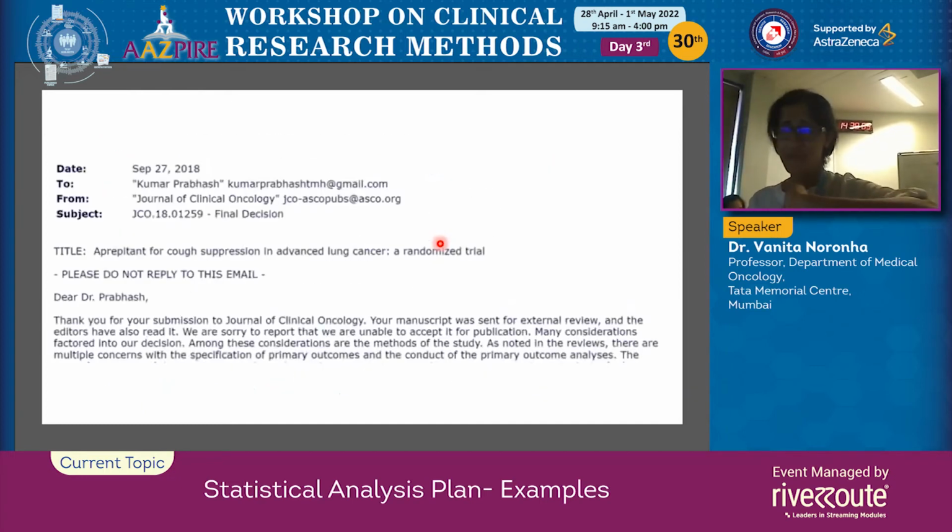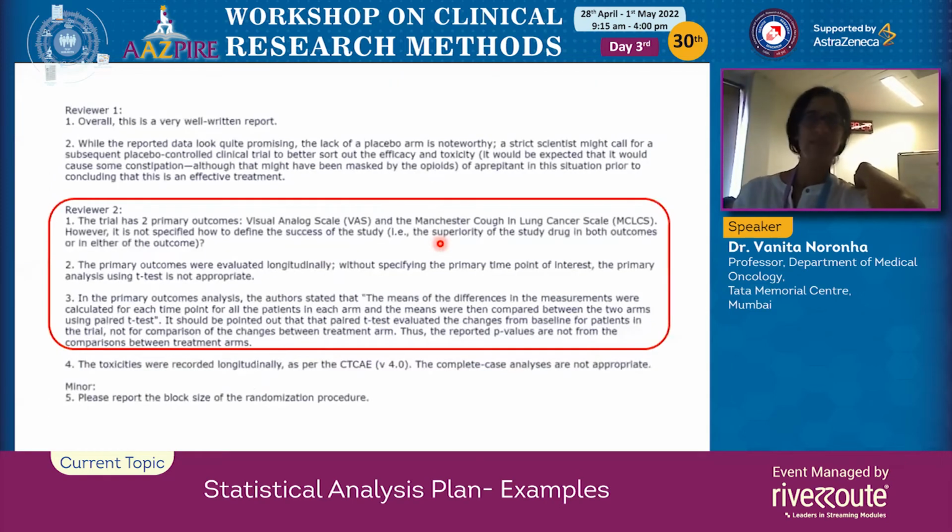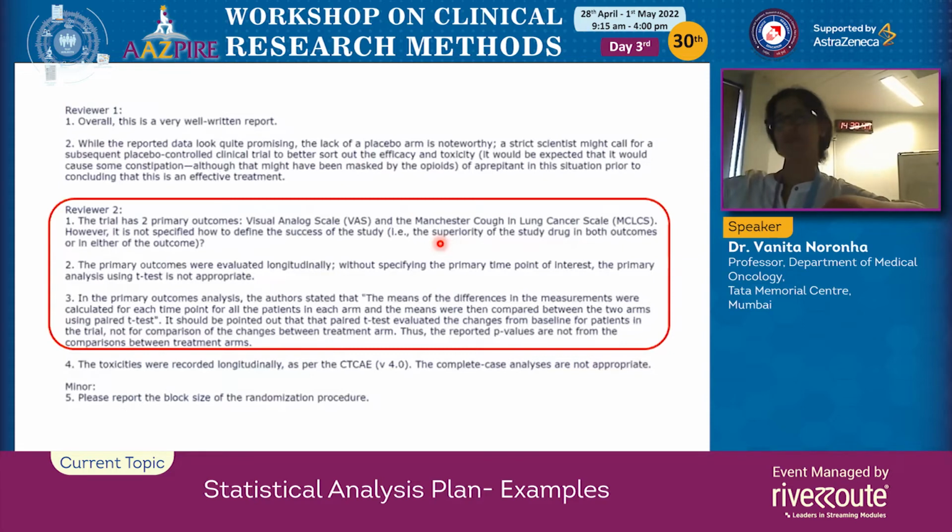So we submitted it to JCO. JCO said, we are really sorry, but we had multiple concerns about your specification of your primary outcome and the conduct of your primary outcome analysis. This was based on what the reviewer had said. The reviewer told us you had two primary endpoints, VAS and Manchester lung cancer scale. You didn't specify how to define the success of the study. Was it superiority of study drug in both outcomes? Anyone, either or? You evaluated your outcomes longitudinally. You didn't specify your primary point of interest. So we just did it at some 12 weeks or something. We decided. We had not actually written that.